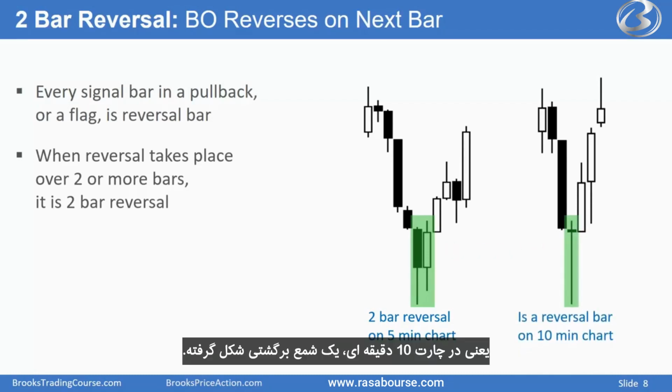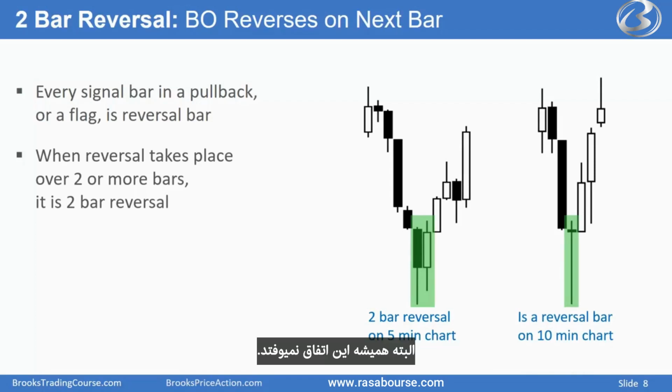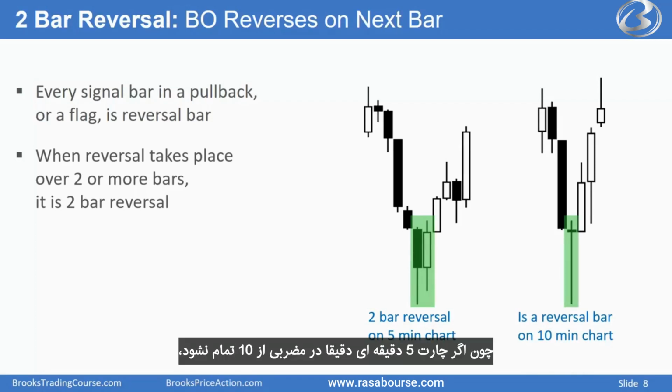And if you look at a 10-minute chart, this is what it looks like. It's a reversal bar on a 10-minute chart. It's not always the case, because if the 5-minute bar does not end exactly at a multiple of 10, like 10 minutes after the hour or 20 minutes after the hour, it will not look like this. However, you should think of it as a 2-bar reversal and as a reversal bar on some higher time frame chart. It's a good buy above the high of that bar right there, assuming the context to the left, which we do not see, supports buying.